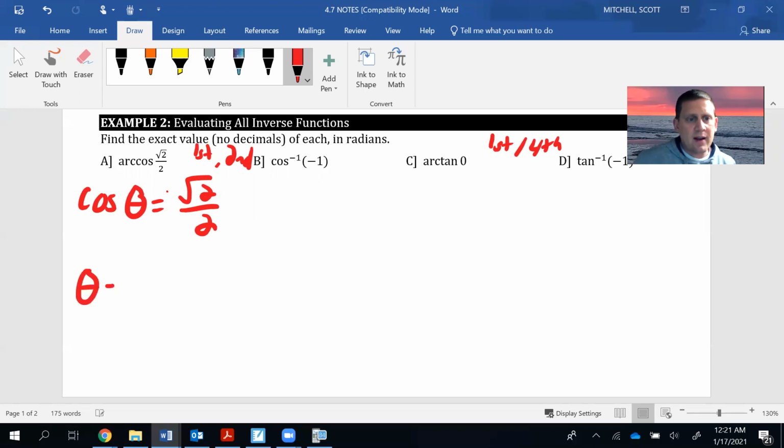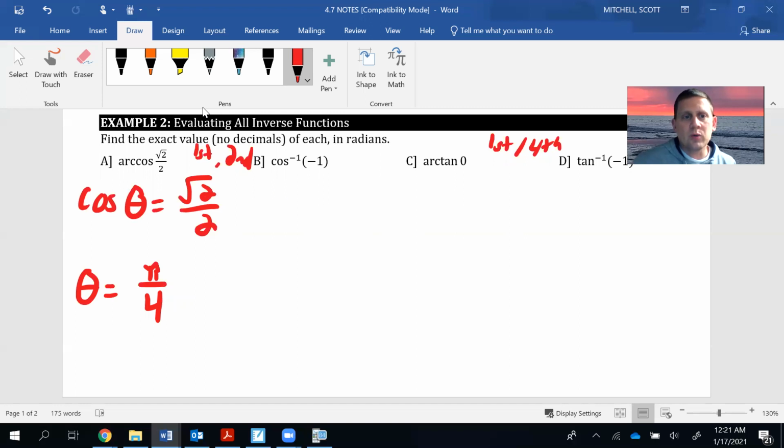That's some angle, pi/4. And since it's positive, we're in the first quadrant, so it is just pi/4. If it were negative, then it would be in the second quadrant. That would be 3 pi/4.